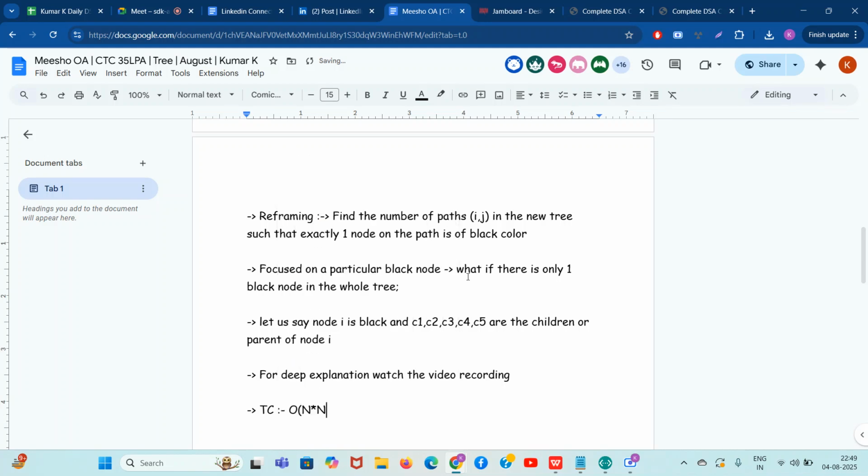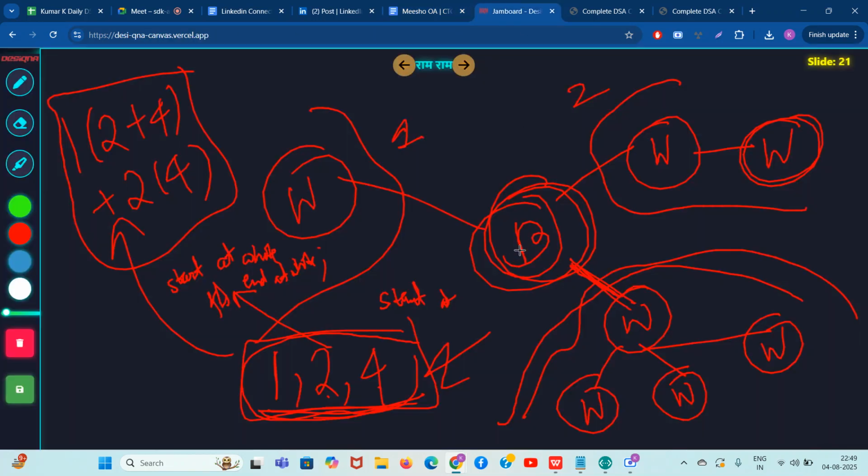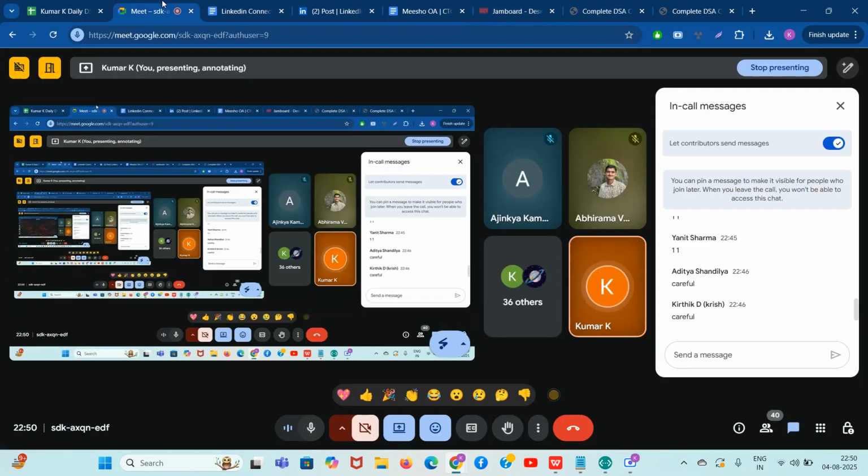Still n square. Why? Well, for each black node you are doing the BFS. So there can be many black nodes, right? Even if let's say n by 2 nodes are black, n by 2 times you will do O of n BFS, right? So n square by 2, so in the worst case you'll just write n square.